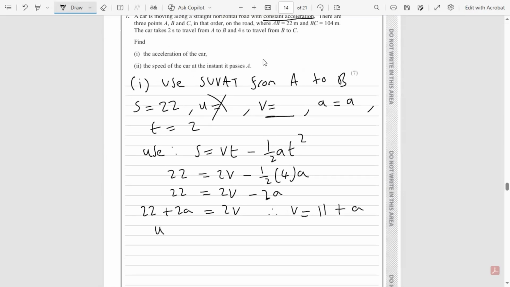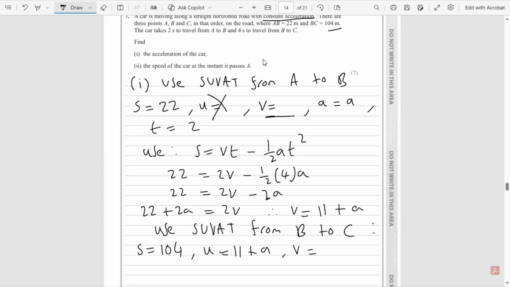Now we're going to use SUVAT again, from B to C. So for the second part of the journey now. So again, we'll write down our SUVAT letters. So we know that the displacement for the second part is 104 meters. So 104. The initial speed is what we just found, because the initial speed at B was the same as the final speed from A to B. So that's going to be equal to 11 plus a. Now, the final speed for this part of the journey, we're not told that, so we don't know that. We'll leave that blank. The acceleration is still a, because it's a constant acceleration. And the time for this part of the journey, we're told, is 4 seconds. So that's 4.